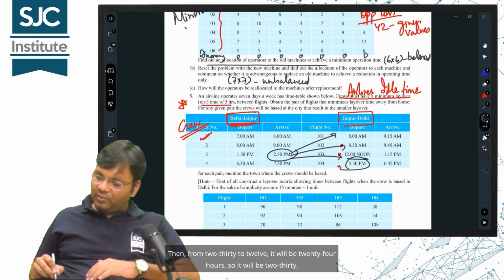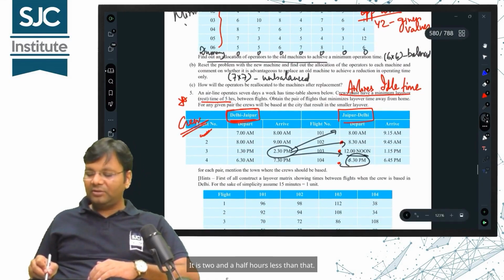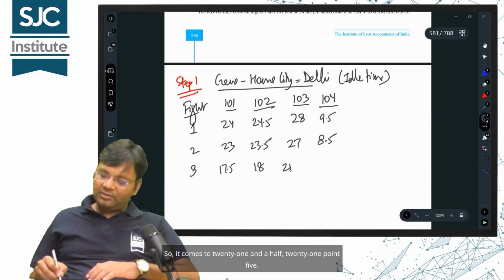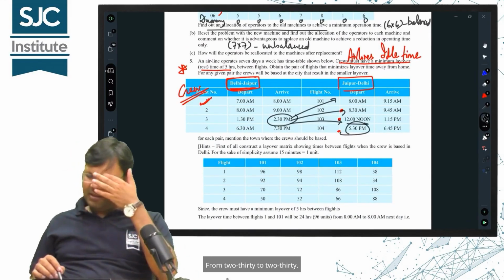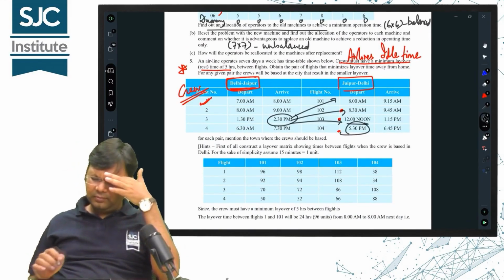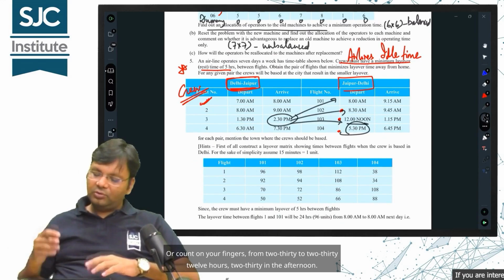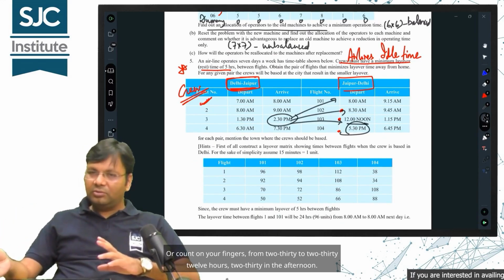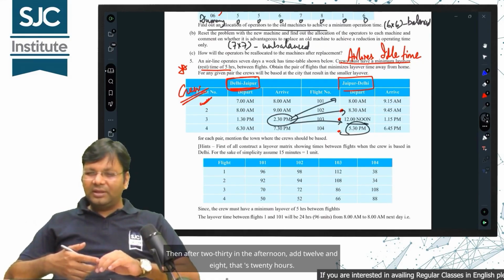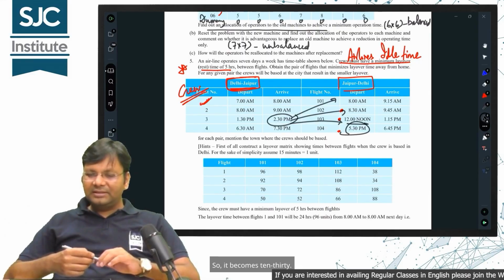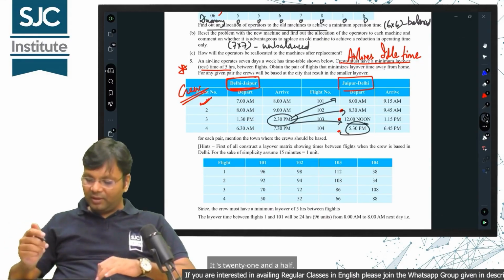Then, from 2:30 to 12, it will be 24 hours, so it will be 2:30 back again. It is 2.5 hours less than that. So, it comes to 21.5. How do we work it out? From 2:30 to 2:30, it becomes a full 24 hours. We did a reverse minus, 2.5 hours. Or count on your fingers from 2:30 to 2:30, 12 hours, 2:30 in the afternoon. Then after 2:30 in the afternoon, at 12 and 8, that's 20 hours. So, it becomes 10:30. Then it's 12 o'clock. It's 21.5.